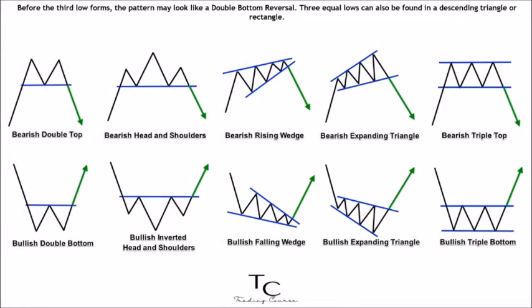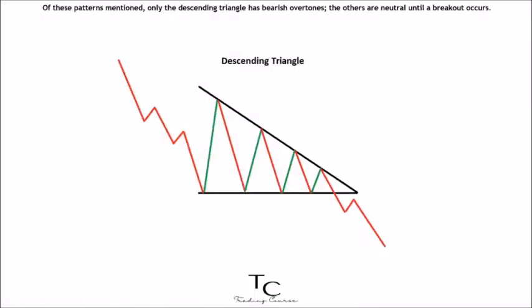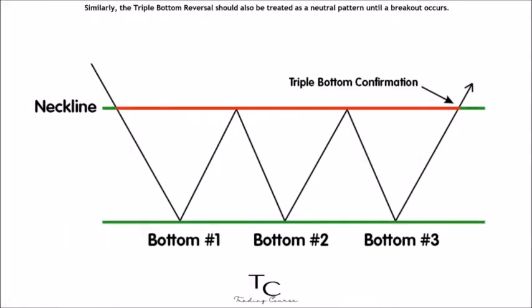As the triple bottom reversal develops, it can start to resemble a number of patterns. Before the third low forms, the pattern may look like a double bottom reversal. 3 equal lows can also be found in a descending triangle or rectangle. Of these patterns mentioned, only the descending triangle has bearish overtones, the others are neutral until a breakout occurs. Similarly, the triple bottom reversal should also be treated as a neutral pattern until a breakout occurs.